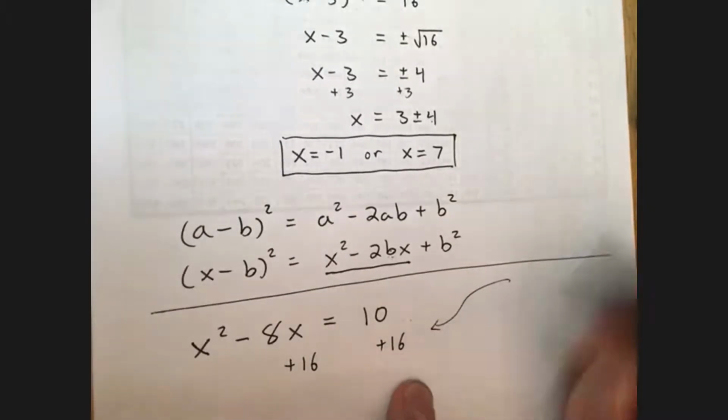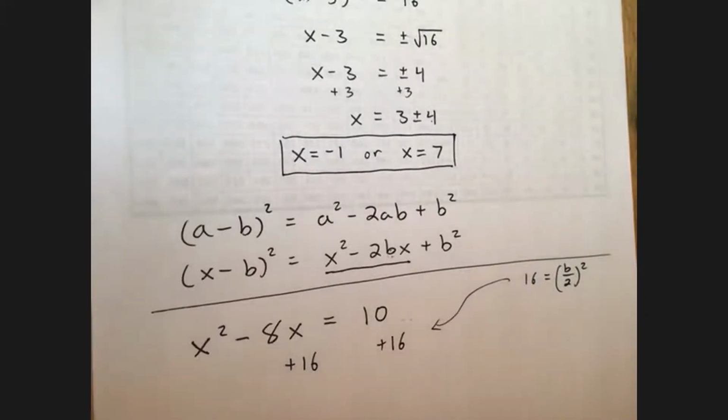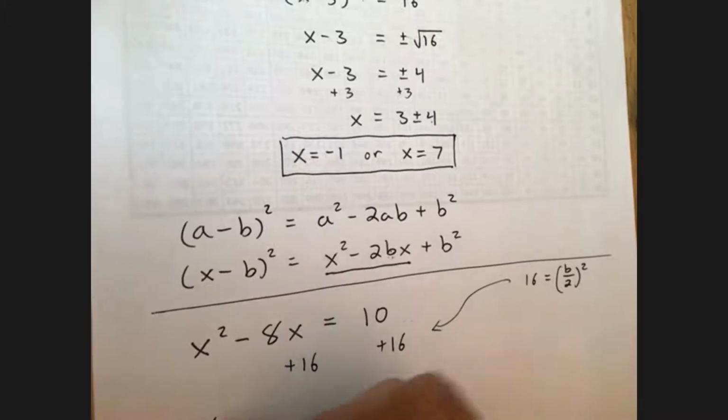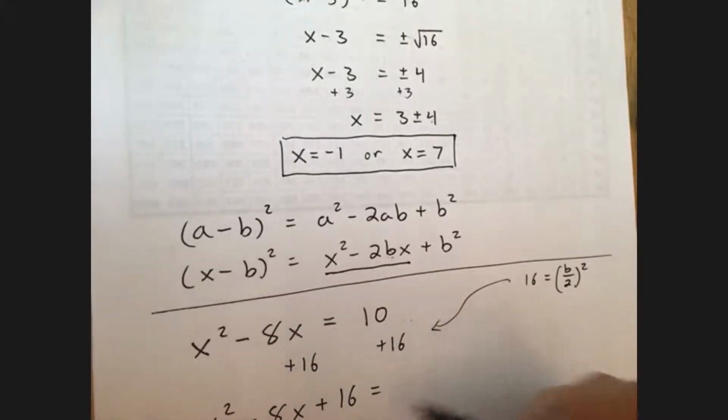The 16 is b over 2 squared. Okay, so what happens? So I get x squared minus 8x plus 16 equals, when I add those, I get 26. Oh, why did I write 24? I get 26. All right.